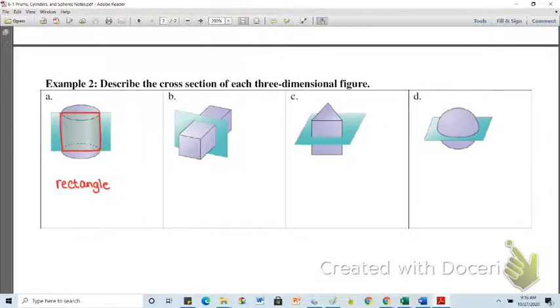B. So if I look at B, this cross section, what is the shape that we see? It is a square. Here, what shape do I see? I see a triangle. And finally here, I see a circle.